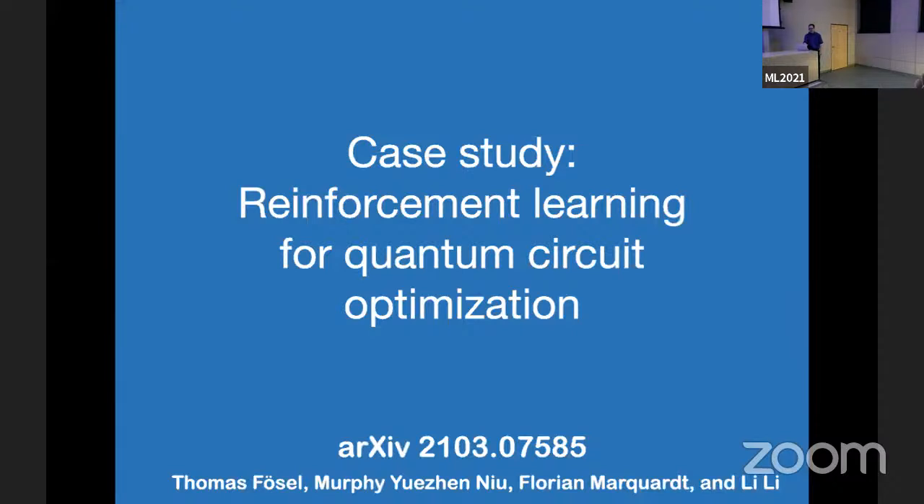Okay. So now I want to switch to another case study of where we have used reinforcement learning, and that is for optimization of full quantum circuits. So now we will be talking many, many more qubits, but the setting is also different. And that was work done with colleagues at Google Research.